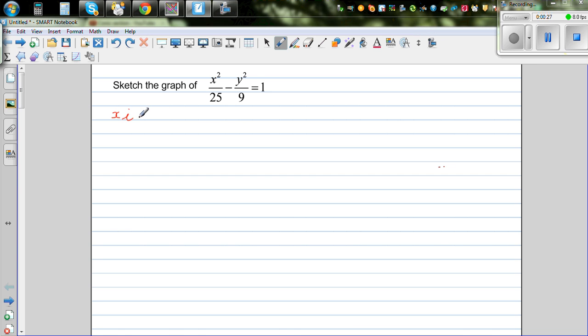So x-intercept: you get the x-intercept when y is equal to 0. So the first thing is, let's find the x-intercept by setting y equal to 0. So this is x squared over 25, this becomes 0, is equal to 1. So multiplying 25 to both sides, this implies x squared is equal to 25. Now this implies that x is equal to plus or minus 5. So the x-intercept is plus or minus 5.